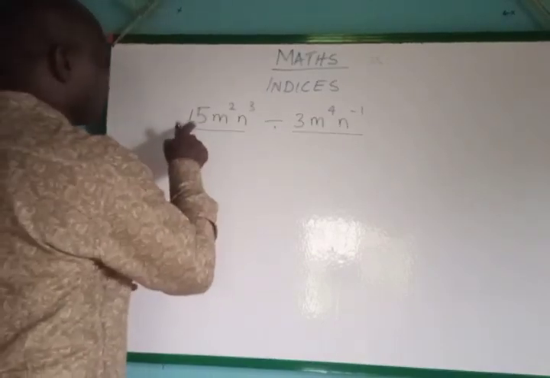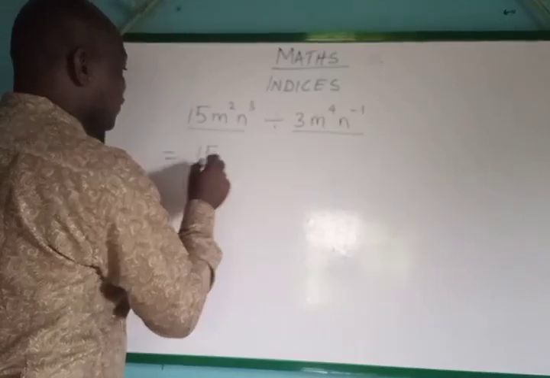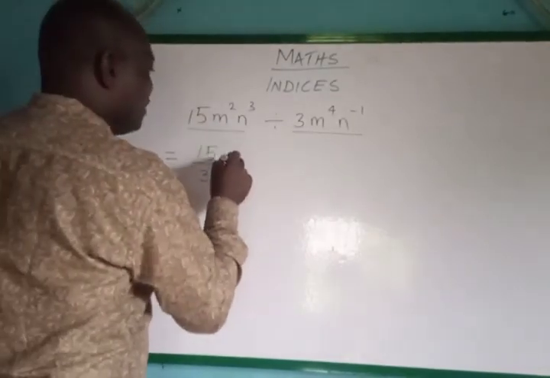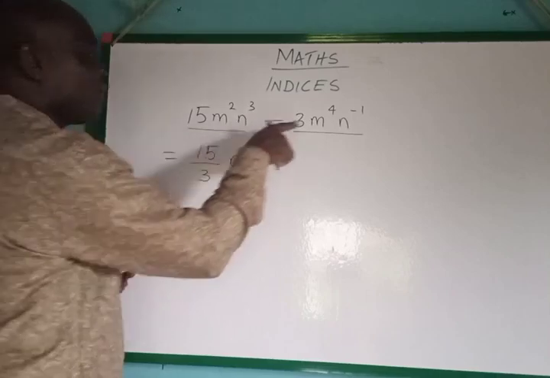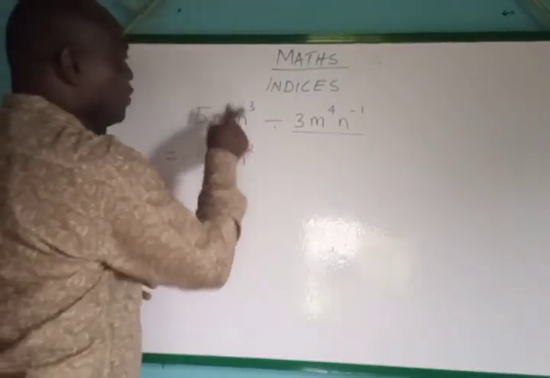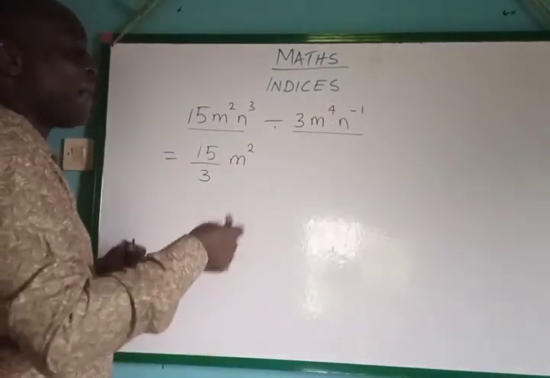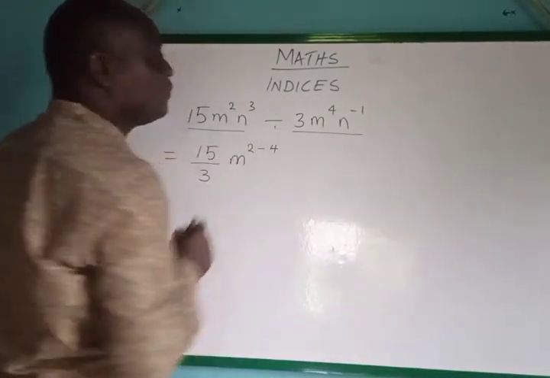Now look at it. 15 divided by 3, the ordinary numbers. I will write them here. 15 divided by 3. Now look at this. m raised to the power 2 divided by m raised to the power 4. What am I supposed to do with the two of them? Because m raised to the power 2 is divided by m raised to the power 4. In the division law, we said minus their powers. It will now become 2 minus 4.